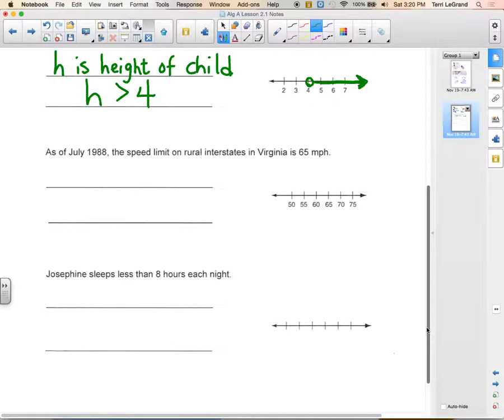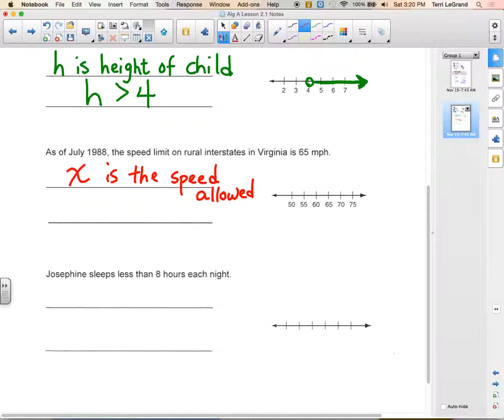Okay, as of July 1988, the speed limit on rural interstates in Virginia is 65 miles per hour. We need to represent that on our graph in an algebraic inequality. So what's really going on here? The speed limit is 65 miles per hour. So really what we're going to represent is how fast can you be driving? What's the speed that you can be driving? So let's use, I don't like S because it looks like a 5, so let's just use x. So x is the speed driven, or the speed, no, they don't put it like this, the speed allowed.